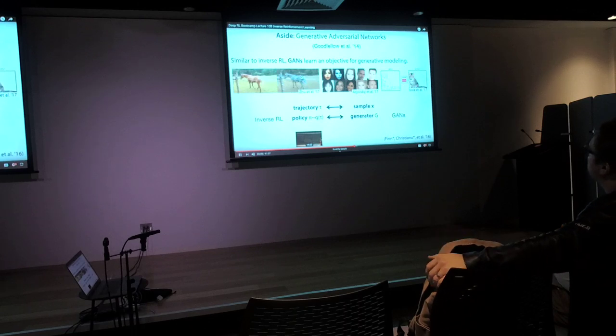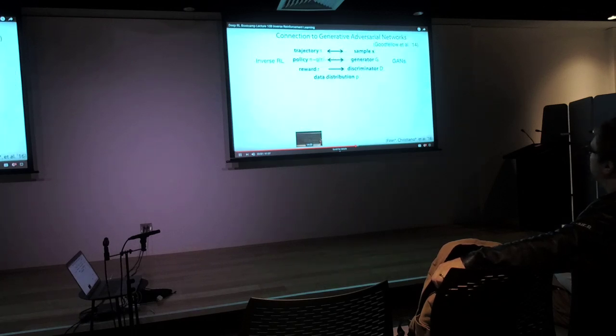In inverse RL you have a policy that's generating trajectories, and in GANs you have a generator which is generating samples. In inverse RL you have a reward function, whereas in GANs you have a discriminator that is discriminating between data and samples. And lastly, I'm going to use P to denote the data distribution.